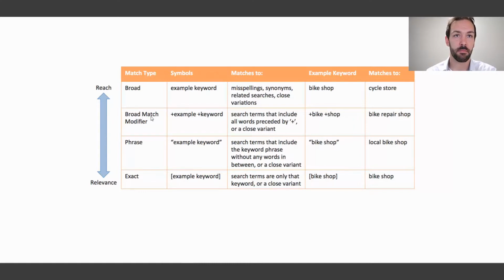Now, broad match modifier, or modified broad match as it's commonly known, is just the plus sign added to each of the words that must show in the keyword phrase that you want to show for or bid for. Now, it matches to search terms that include all words preceded by the plus sign or a close variant. So bike shop, but it doesn't have to be in order, which we'll get to in the next match type, being phrase. So bike shop, it has to have both words, but it can have an infinite amount of words in and around it. So the words bike shop are in this keyword, but we've added repair.